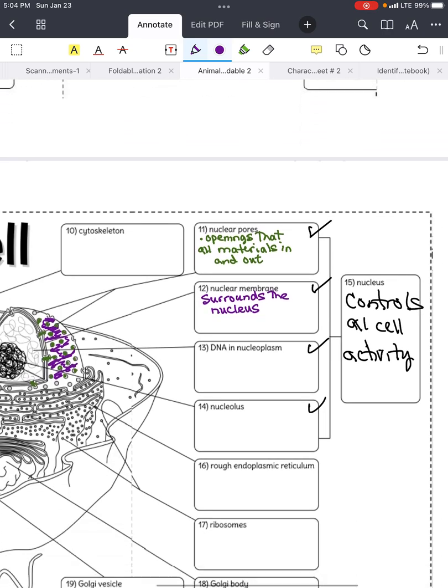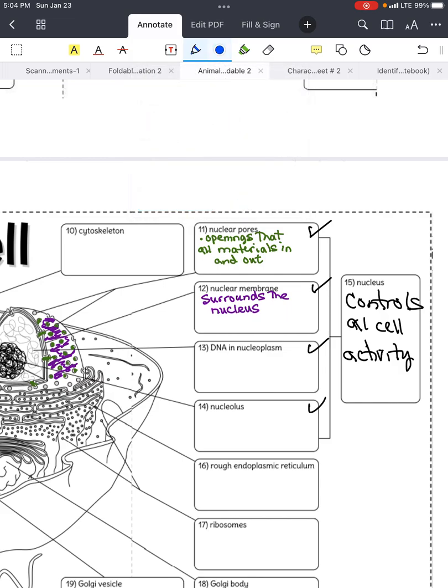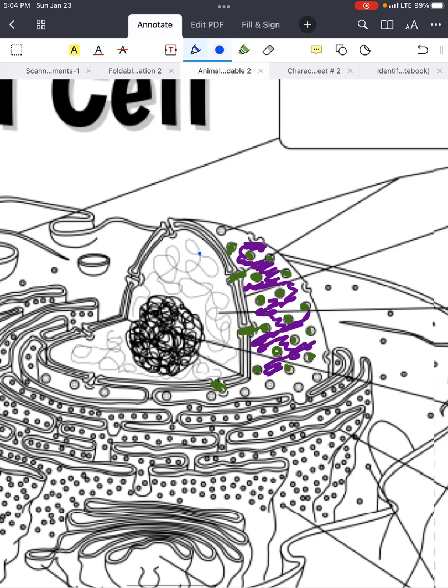Then we have DNA. Now, there's another word for this. DNA can take two different forms. So this is our DNA here. These little squiggly lines.